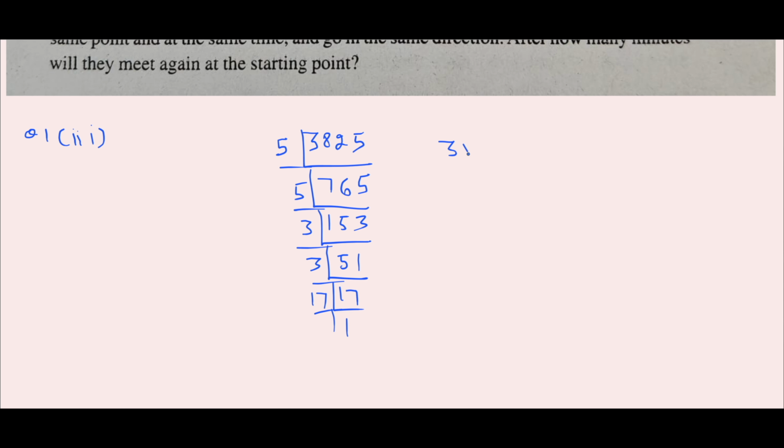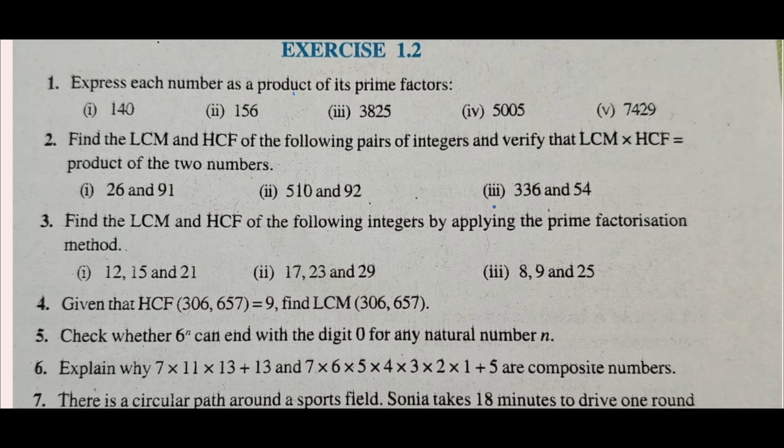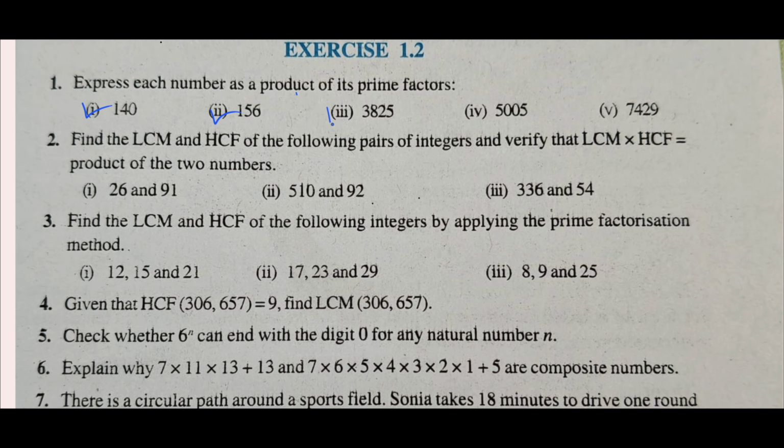So we can write 3825 as 5 comes 2 times, so 5 square. 3 came 2 times, so 3 square, and 17 came 1 time, so 17. So this is the prime factorization of 3825. So we did the three parts of question number 1. The remaining 2 you can try by yourself. To increase your speed, we should be aware of the divisibility rules of the numbers. If we know the divisibility rules of any given number, we can find out whether a given number is divisible by that number or not.